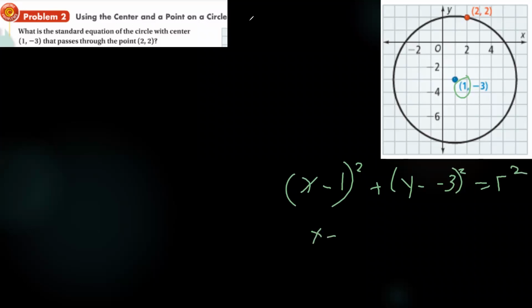So I have the center, but to write the equation, I need to find the radius. To write the equation, I need two things, the center and the radius. The center is given, but the radius is not known. I need to find it. How do I find the radius here? Let's now connect these two points.